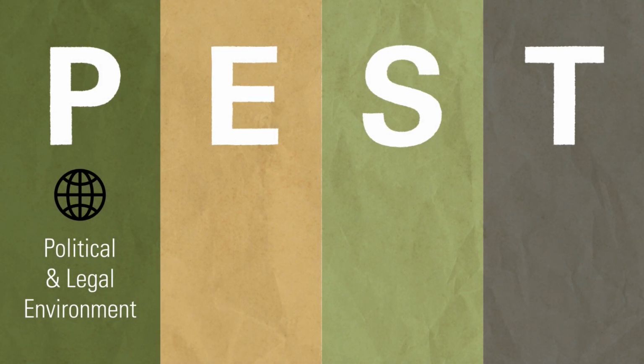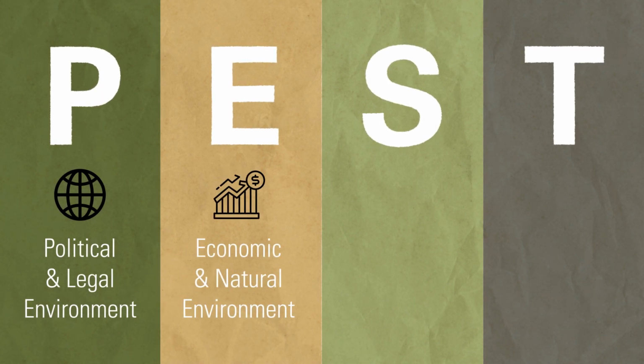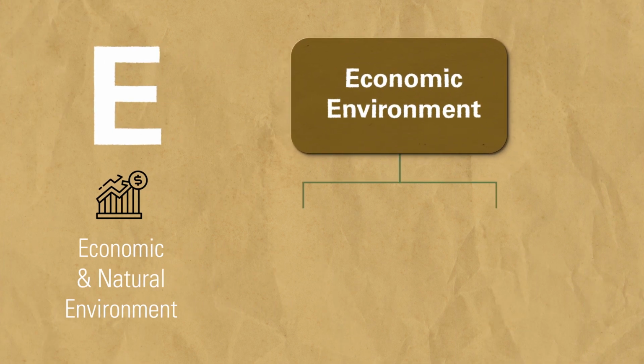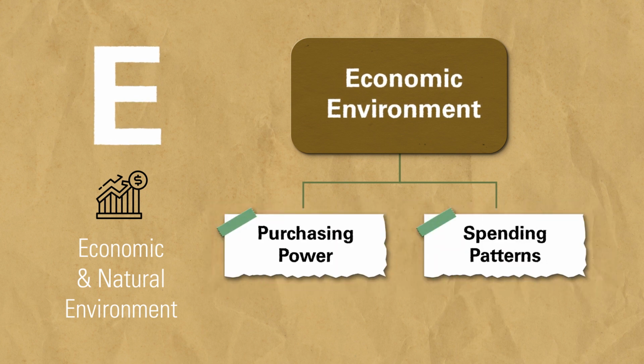So because government agencies have discretion in enforcing laws, they can have an impact on a company's marketing performance, particularly in the areas of advertising and product safety. Let's now move to the E in PEST and examine the economic environment and the environment itself from a natural resources perspective. The economic environment consists of factors that affect consumer purchasing power and spending patterns. In 2022, inflationary pressures, high fuel costs, and rising interest rates impacted consumer discretionary spending in a big way. Understanding what's happening in the economic environment is critical to understanding your customer's potential ability to buy.